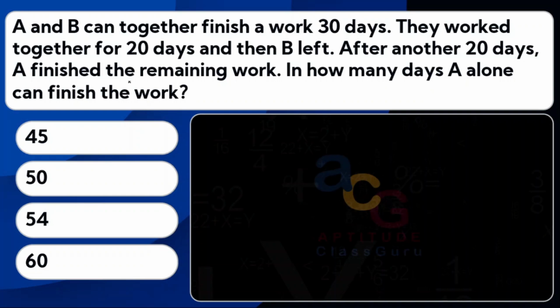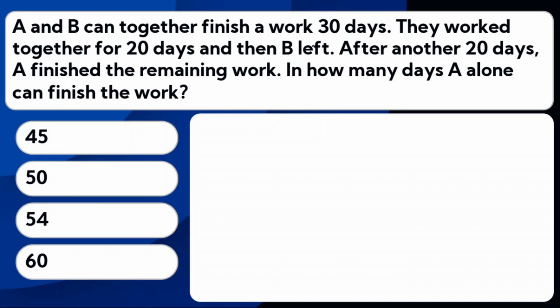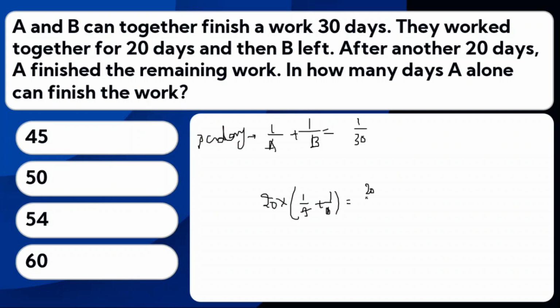A and B can together finish a work in 30 days. They worked together for 20 days and B left. A and B can together finish a work in 30 days, right? So 1 by A plus 1 by B means per day work is 1 by 30. And they worked together for 20 days. This is the per day work. So simply 20 into 1 by A plus 1 by B equal to 20 by 30. So how much work was completed already? 2/3 work was completed. If 2/3 work was completed, what is the work remaining? It's 1/3, right? So 1/3 work remained.